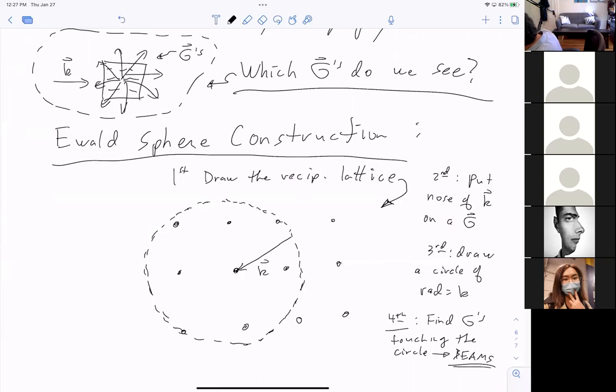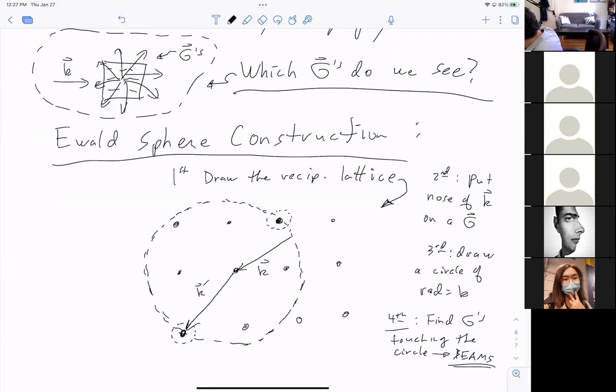How many? Notice I'm touching this one, and I'm touching this one. I'm going to circle them. I notice that my circle is touching 2 points on my reciprocal lattice. So now, if I draw an arrow to this guy, then this arrow I can call K prime.